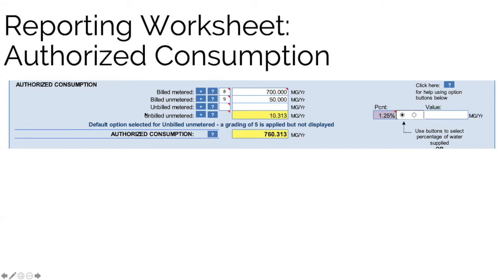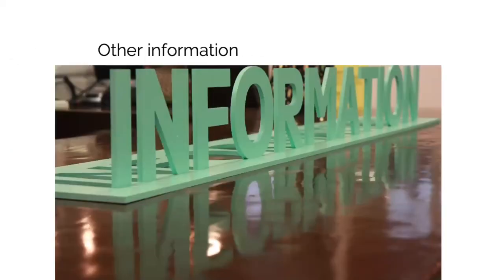And then our final category is unbilled, unmetered usage. There is a default value for this, but you can also enter your own value, which is what we recommend over time, that you track this water and enter your own value. And this would be water like flushing, firefighting, things that are typically not measured, but are very important functions of your utility.